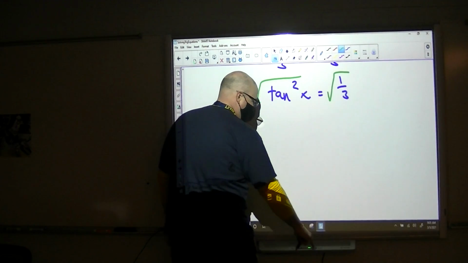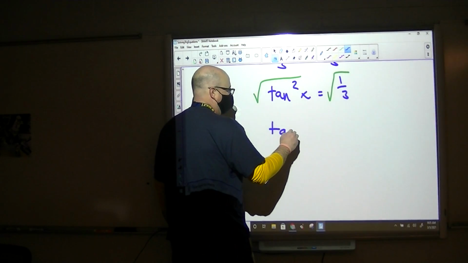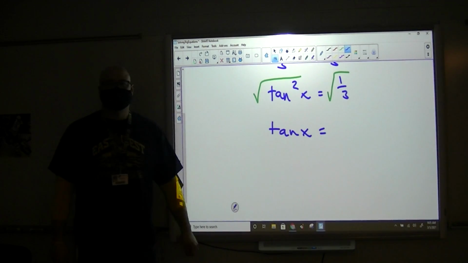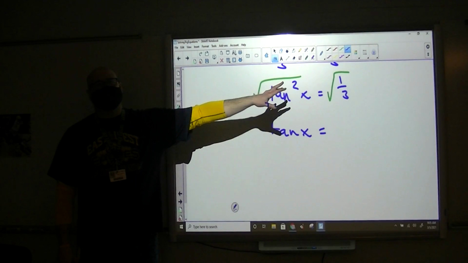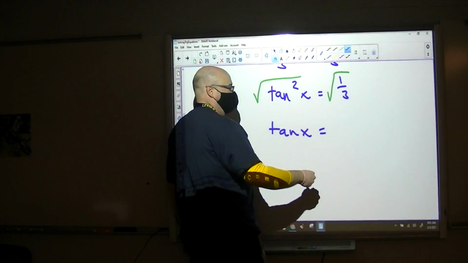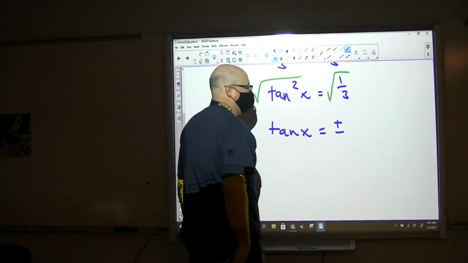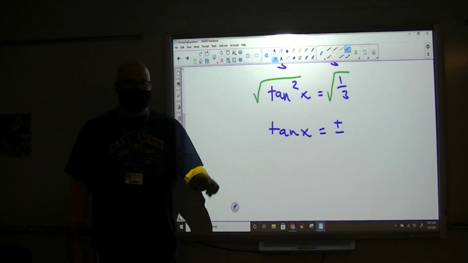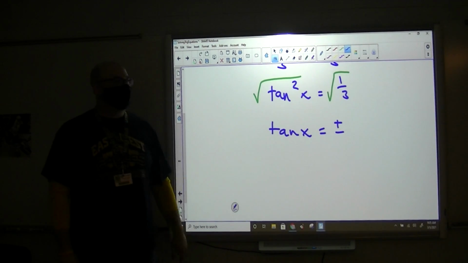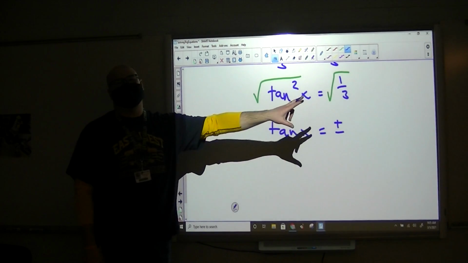So we have to take the square root of both of these to isolate the trigonometric term. There it is. But when we take the square root of 1/3, we got to do a little work here because we get positive and negative outputs. That's the first thing. Every time we have to take the square root, we have to include positive and negative outputs.